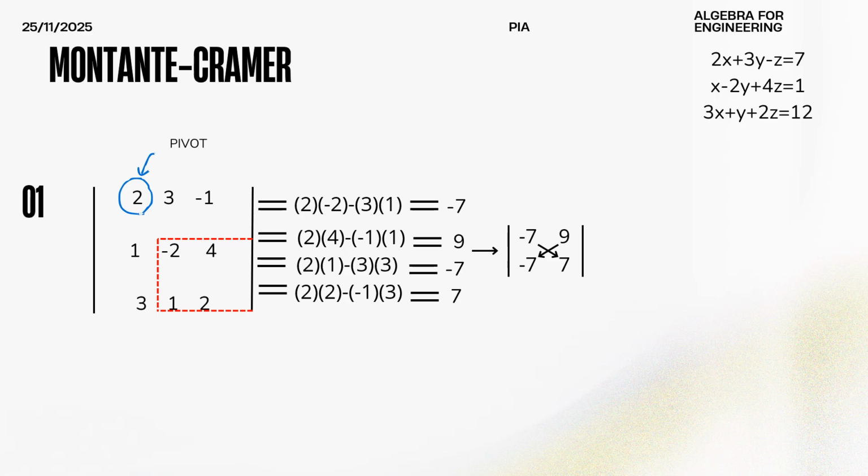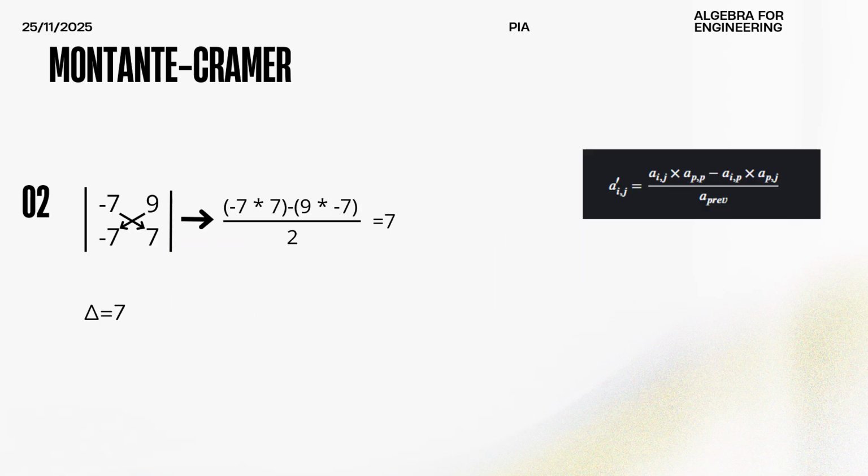With this new matrix, we can get into the second step, which is finding the determinant of the matrix. And theoretically, we could make the whole process again, getting a pivot point and the imaginary box and everything, but it's easier if we just multiply -7 times 7 minus 9 times -7, like across. And then we'll get 14 and we'll divide it by the previous pivot point. If you remember, it's 2. So the determinant of the matrix will be 7. As you noticed, this step was much simpler and much faster, so we pass into the third step.